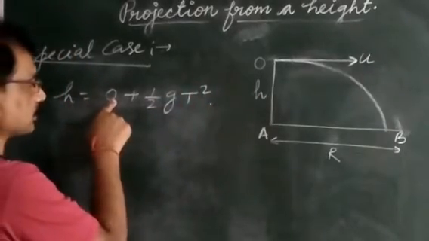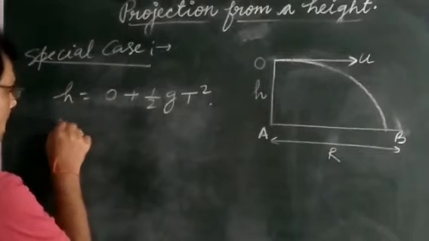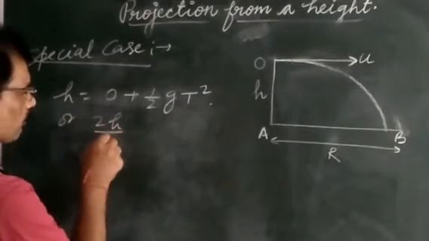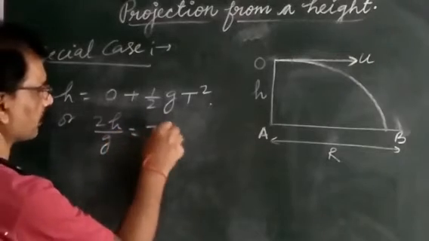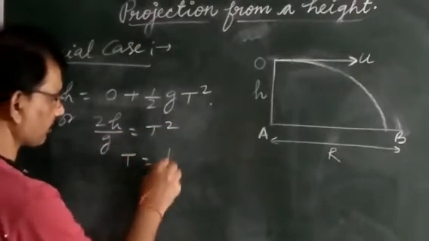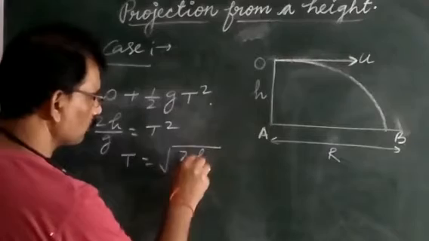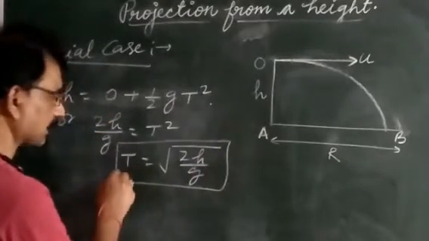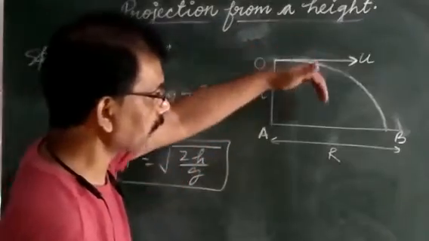So h is equal to, you will get here, 0 plus half g t square, or you can say 2h upon g is equal to t square, or t is equal to root 2h upon g. And in this way you can find out the time taken by this body to reach the ground.